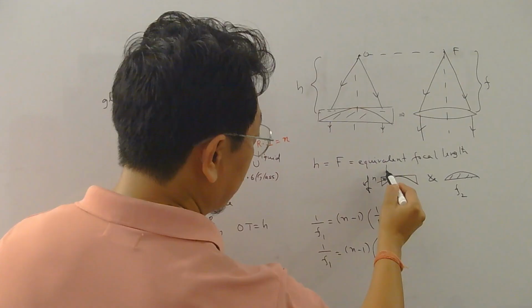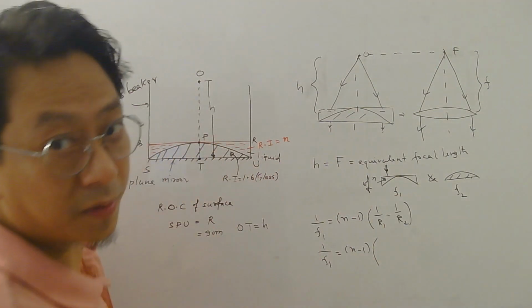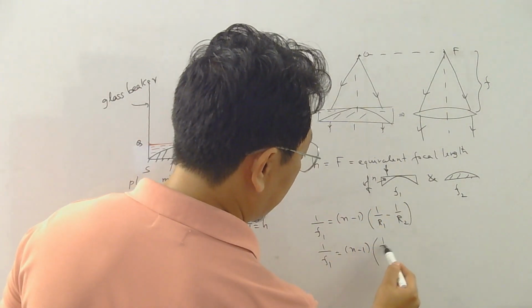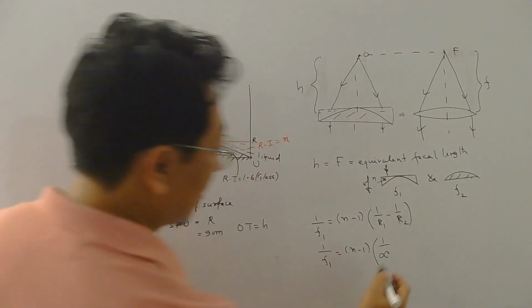Let us say light is going this way. So this will be the first surface, right? So for the first surface, the plane surface, the radius is infinity. Plane surface has infinite radius.